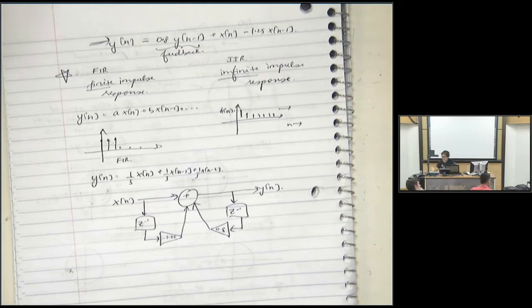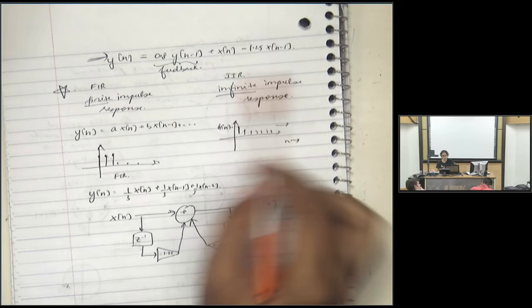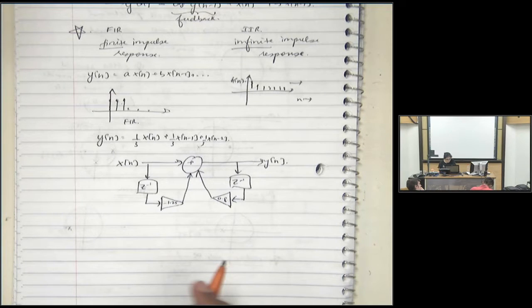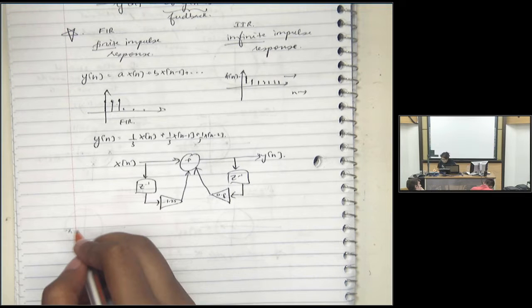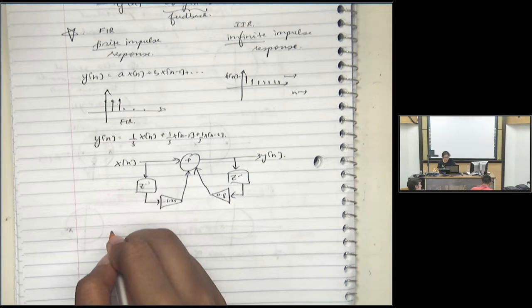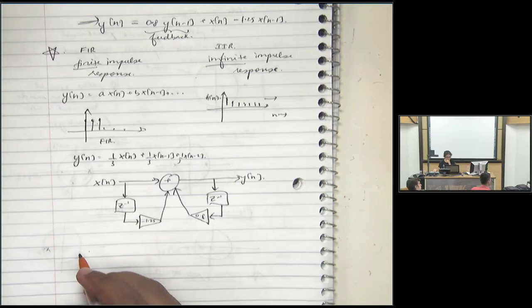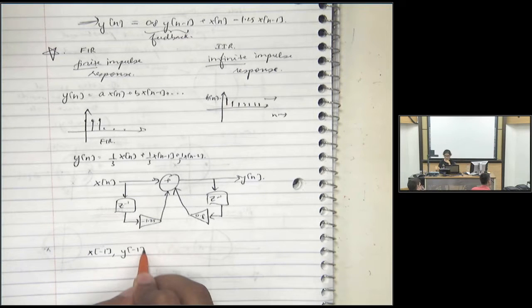So just practice converting your equations to block diagrams. Right. So the next question that is there, this you had in your exam also. So what are the initial conditions? y of minus 1 is 0. x of minus 1. Correct. So my initial conditions are x of minus 1 and y of minus 1. How do I get there?